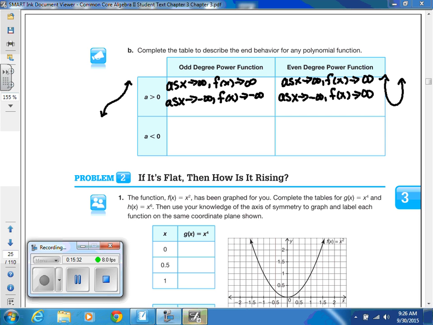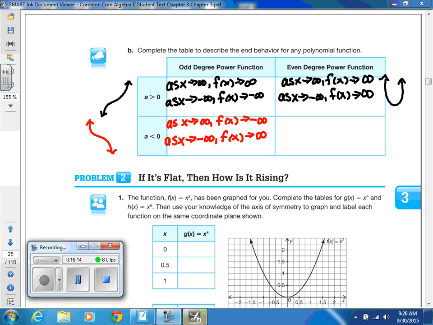What about odd functions when a is less than 0? As x is approaching infinity, what is f of x doing? And as x is approaching negative infinity, f of x is approaching, yes. What does that look like? Right, it starts high and it ends low.